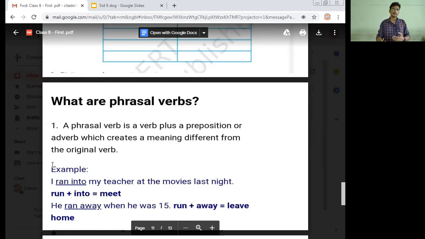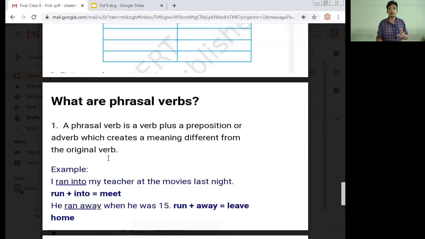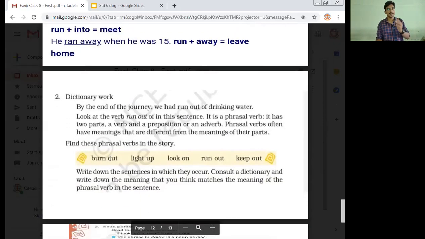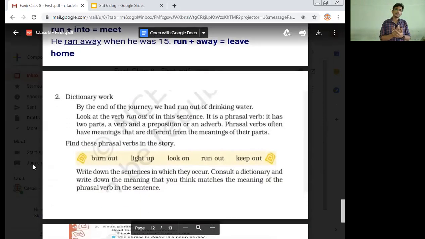Okay. So another example is given for you. He ran away when he was 15. Ran away means leave home. Okay. So we're going to deal with an activity which is related to phrasal verbs. This is actually a homework for you. You can see 5 phrasal verbs there: burn out, light up, look on, run out, and keep out.